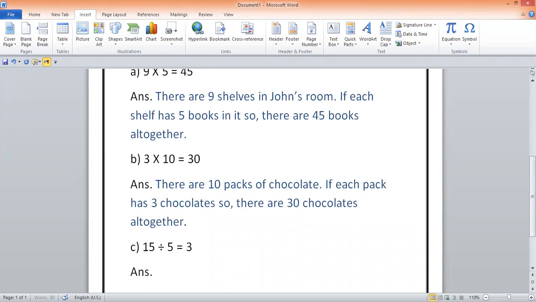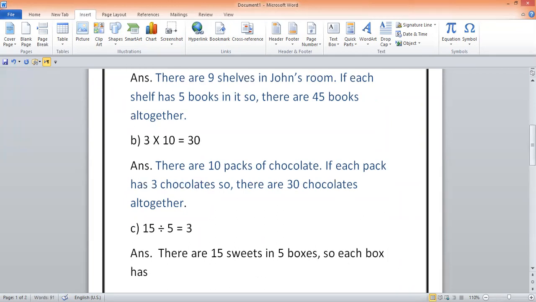So let's suppose I say there are 15 sweets in 5 boxes. So each box has how many? 3 sweets. There are 15 sweets in 5 boxes. So each box has 3 sweets. Clear, guys?